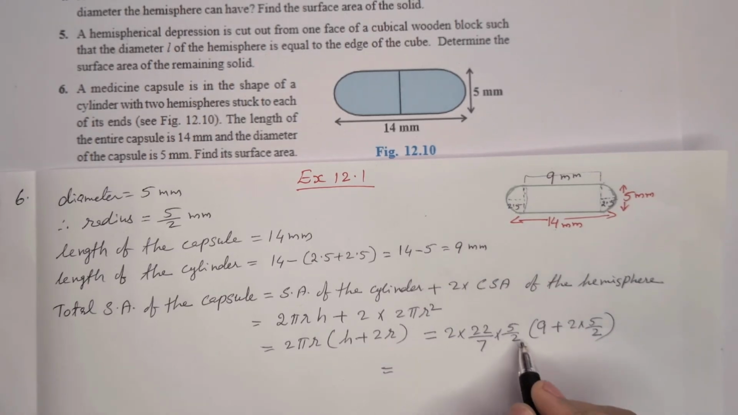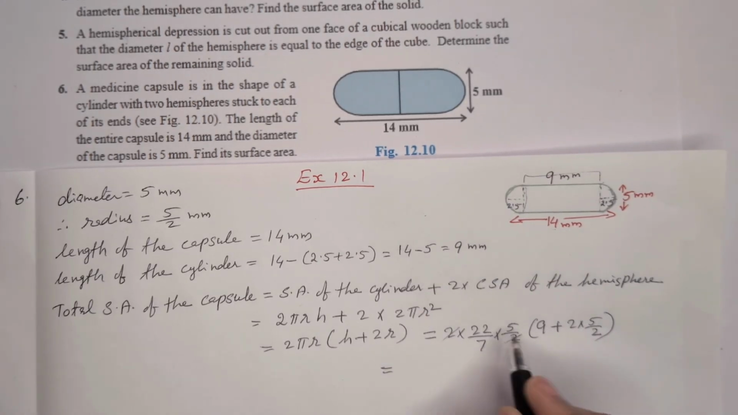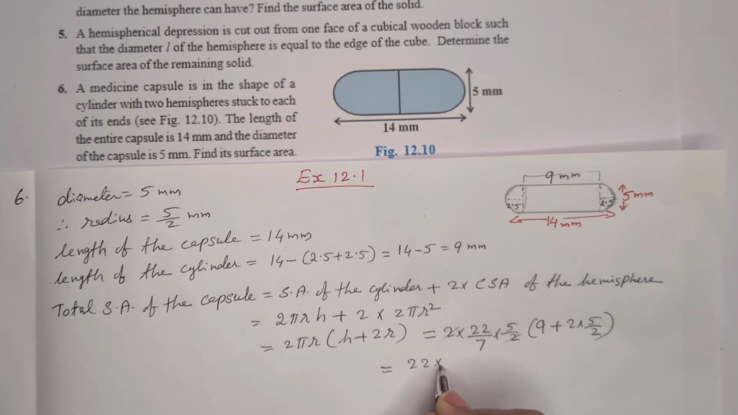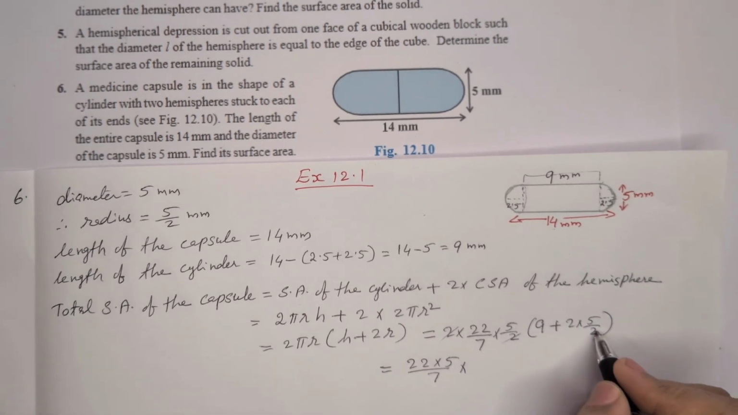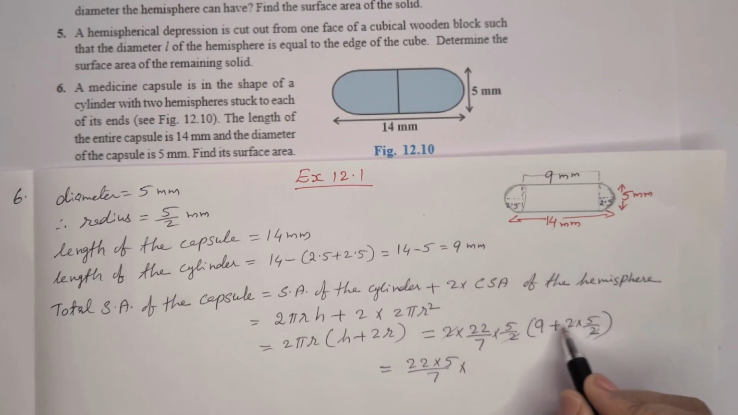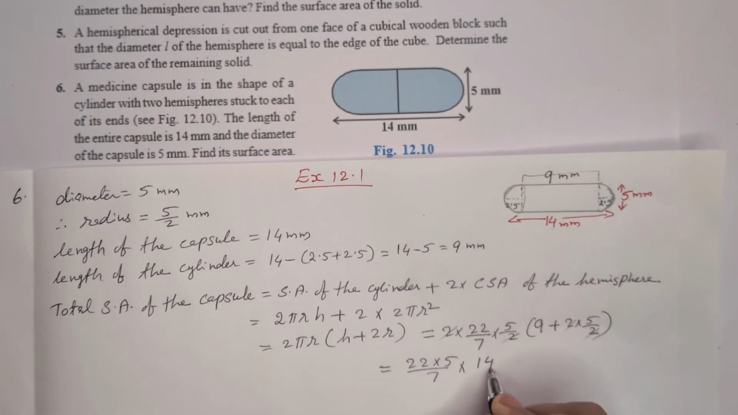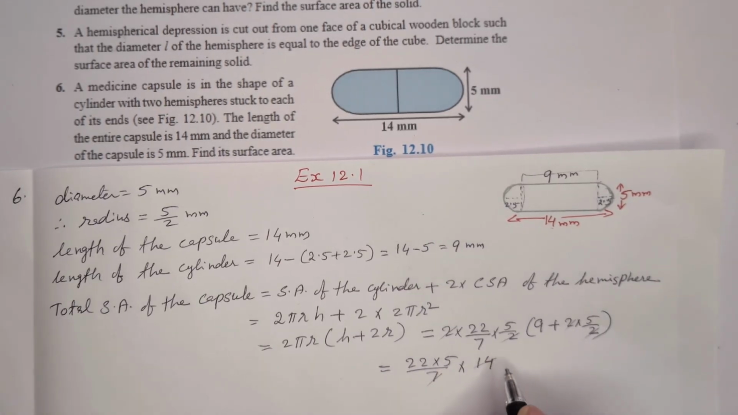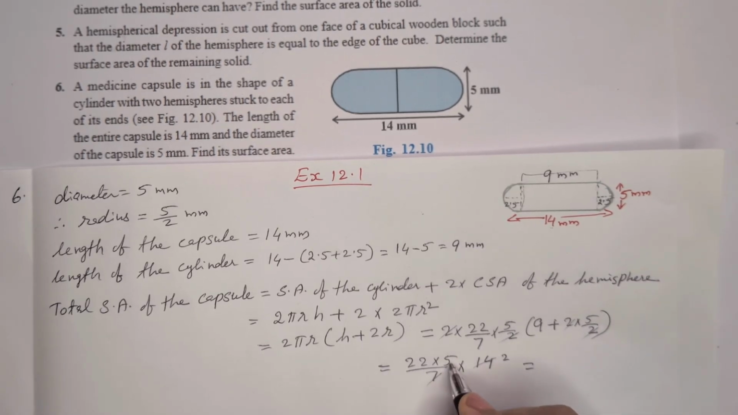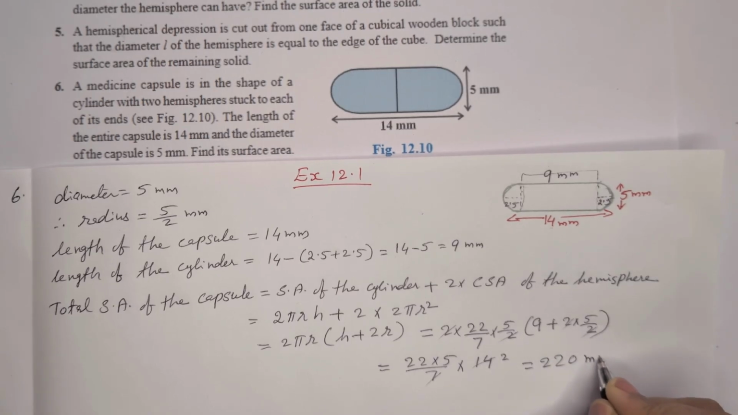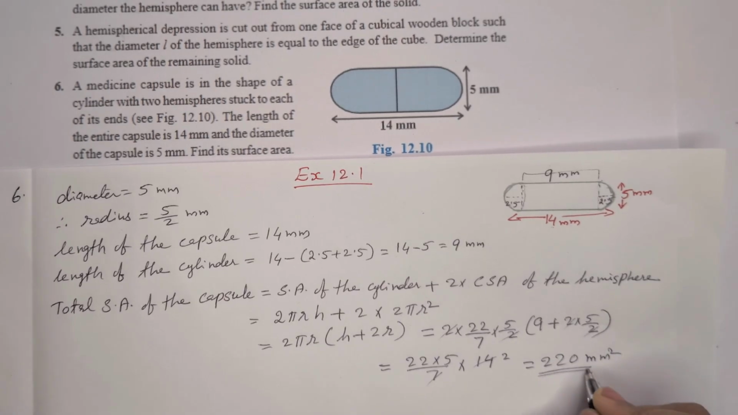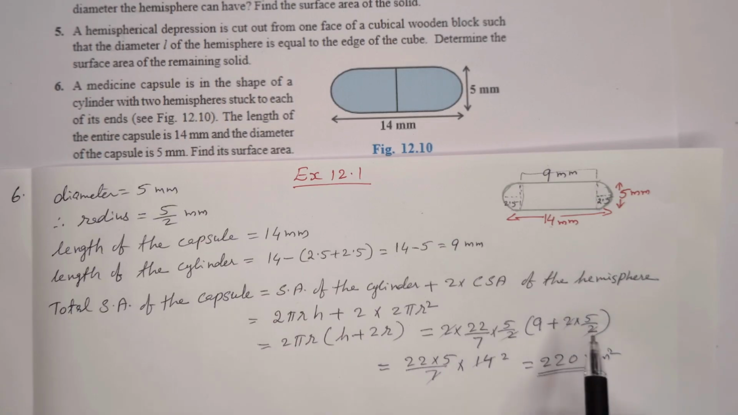which is equal to, here 2 and 2 we can cancel, 22 into 5 by 7 into, here this 2 and 2 will cancel, 9 plus 5, 14. Here 7 and 14 we can divide by 7, 2, which is equal to 2 into 5, 10. 22 into 10, 220 millimeter square. So the total surface area of the capsule is equal to 220 millimeter square.